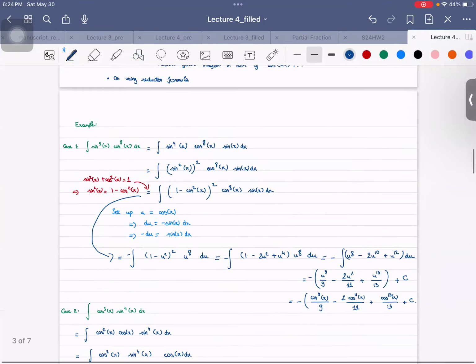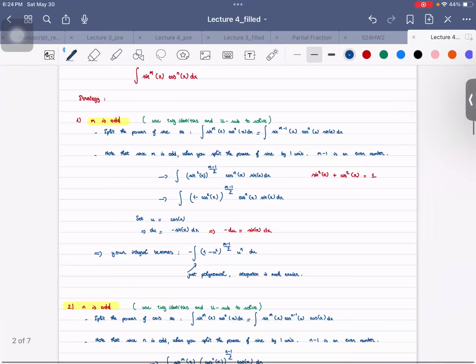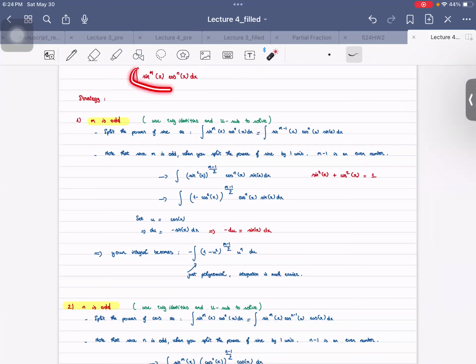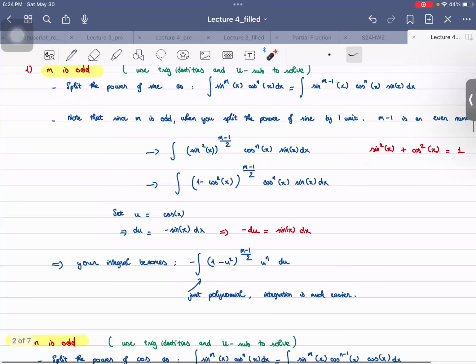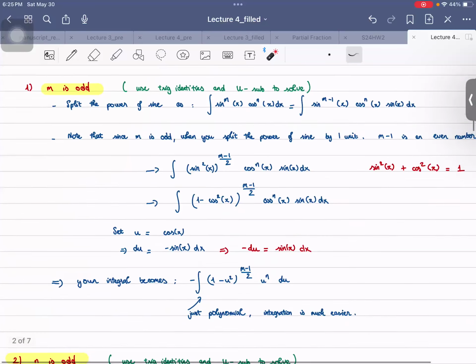Okay, so this is the technique you need to know when you encounter an integral that contains sine and cosine, and one of the powers is an odd number.